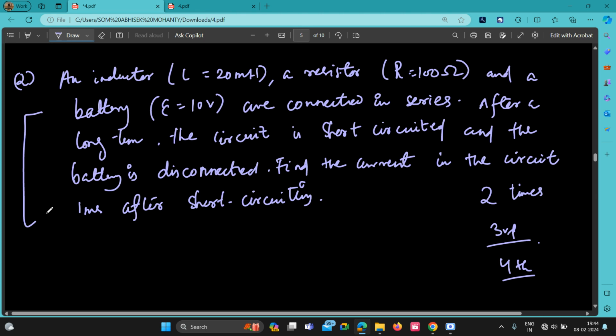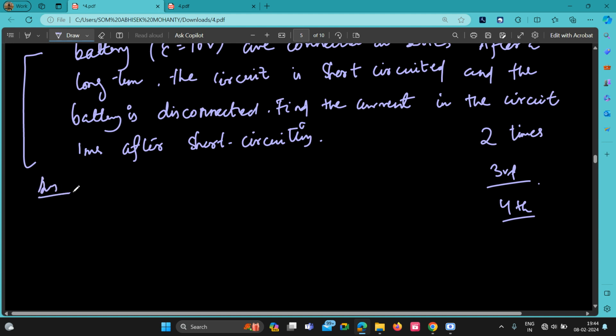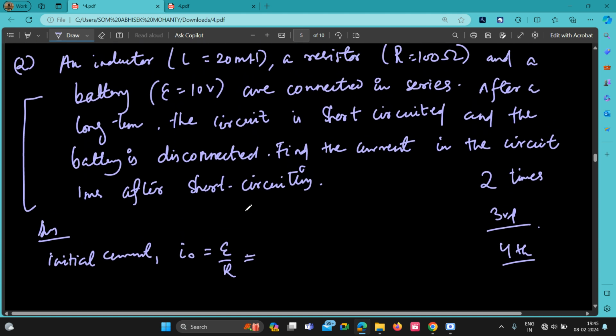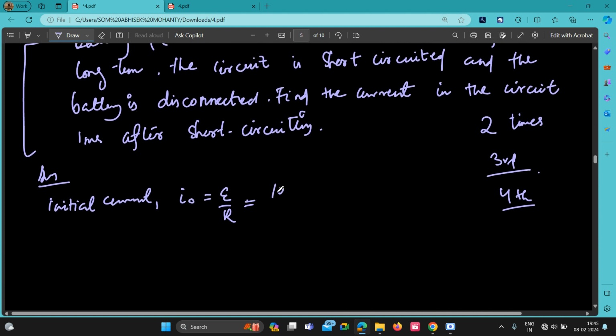What is the initial current here? How to know the initial current? Simple. Initial current I naught is equal to how much? E by R. This much only. 10 by 100 ohm, that is 0.1 ampere.